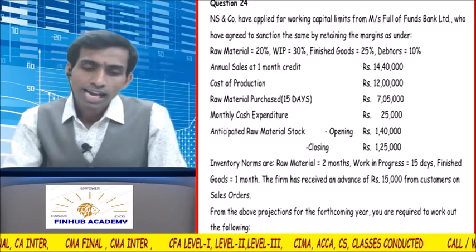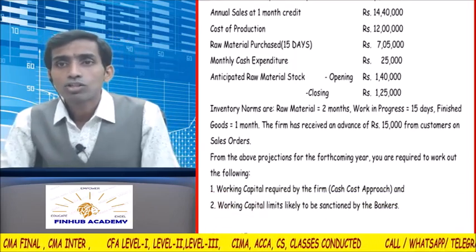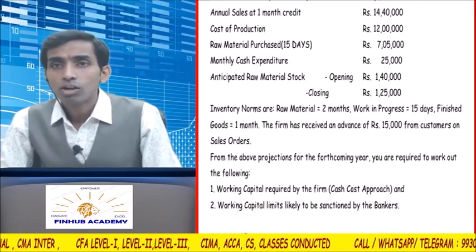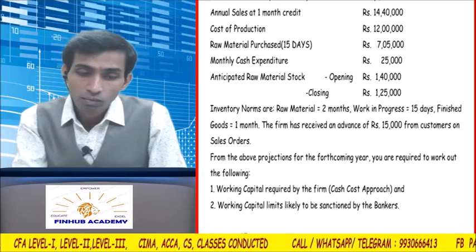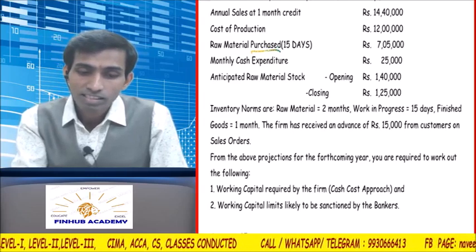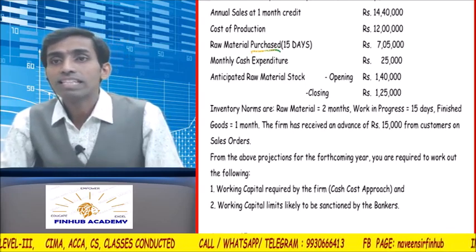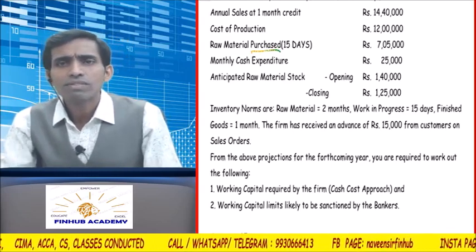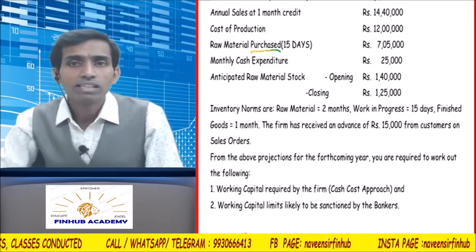Annual sales at 1 month credit means the debtors credit is 1 month. Cost of production is 12 lakhs. Raw material 15 days, purchased. See, raw material purchased, important. What she asked in the last question will get covered here. Raw material purchased 15 days, 7 lakh 5,000. This 15 days will be used for what? Creditors or raw material?